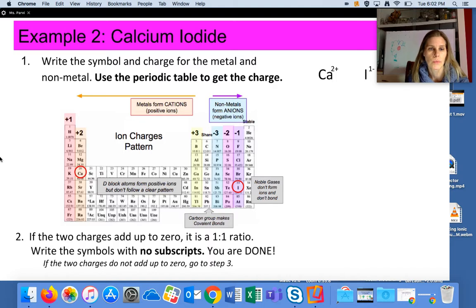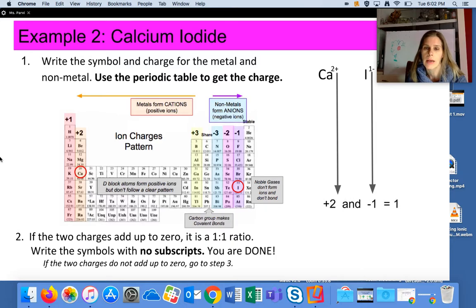Step 2, let's check to see if those two charges add up to 0. When we take a +2 and a -1, that equals 1. They do not add up to 0. So now we need to go to step 3.